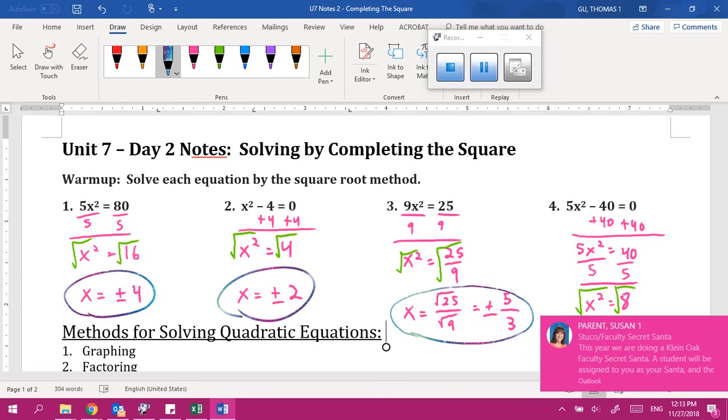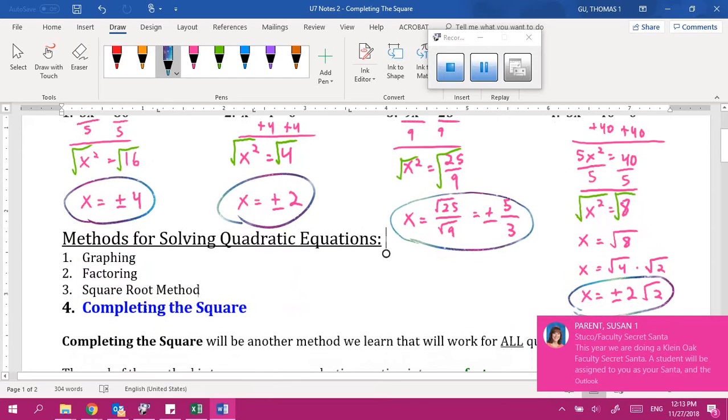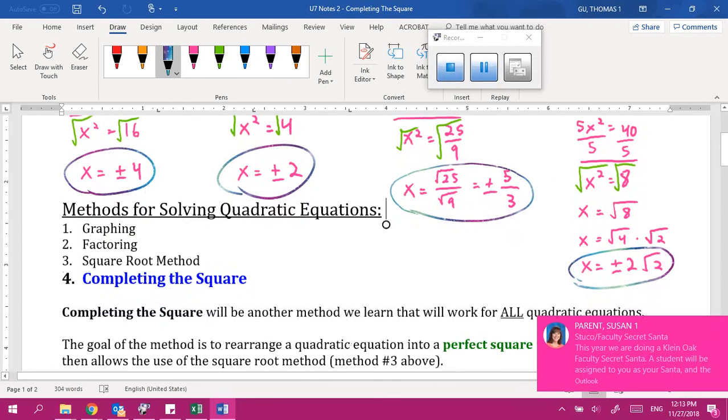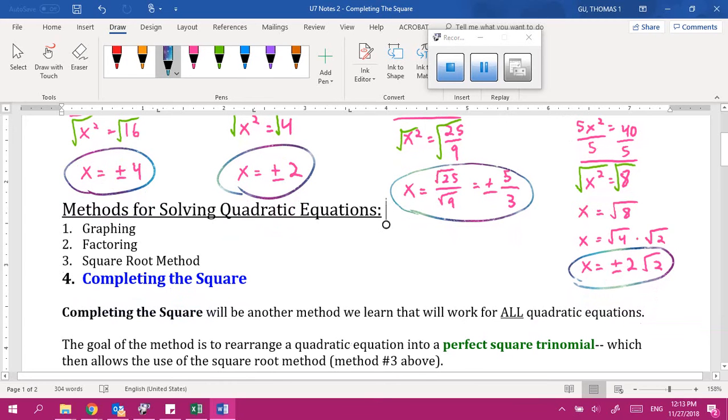So far we've looked at a couple of different methods for solving quadratic equations where we find what x equals, right? We looked at graphing, that way you can see visually where your graph is crossing the x-axis. We did factoring, we used the Xbox method to solve for x. Yesterday we did the square root method, which is very simple, very quick, but it only works sometimes. And today we're going to be learning about completing the square. This is completely new, okay?